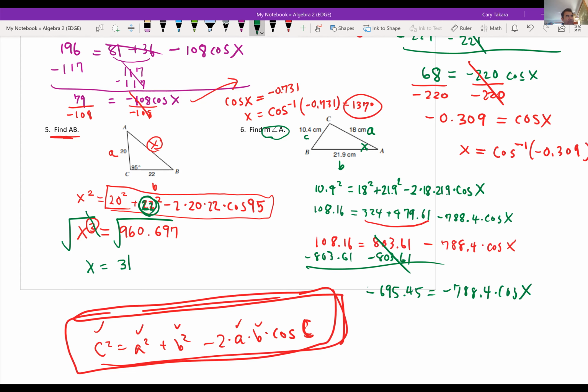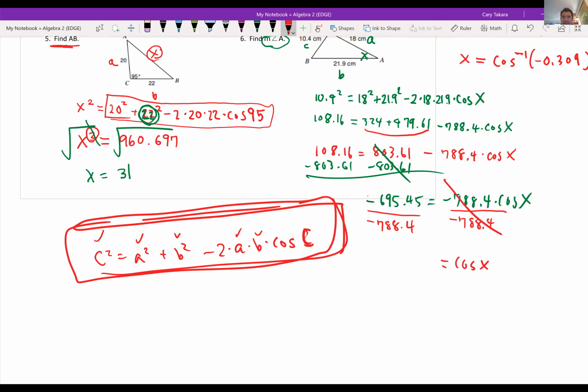Who made this question? Now we're going to divide both sides by negative 788.4. That cancels out. So we've got cosine of x equals, I hope I'm doing this correctly. Is everybody getting a similar number? No, it's positive. It's positive 0.8821. And now you take the inverse of cosine. So x equals inverse cosine of 0.8821. Inverse cosine of the answer.